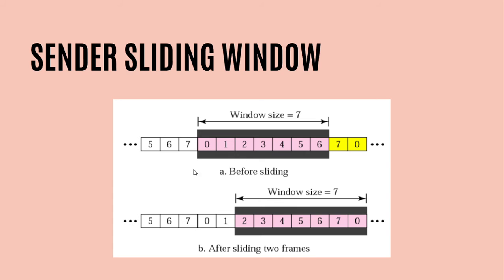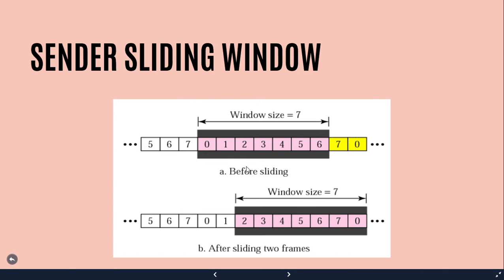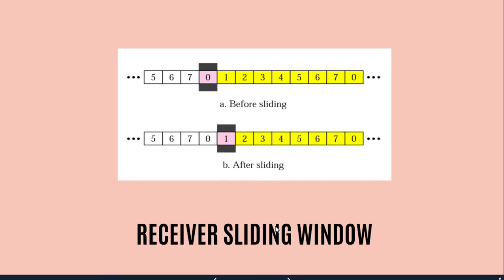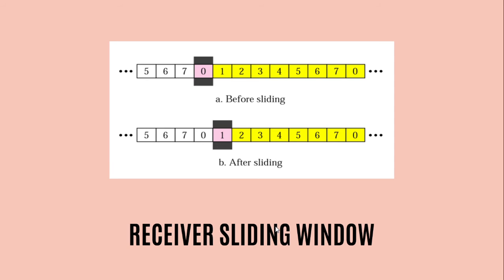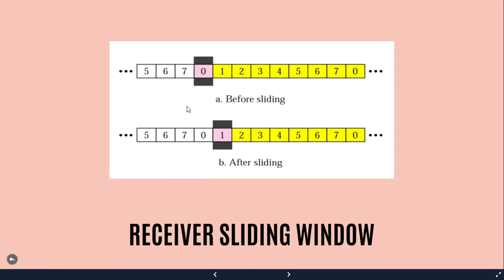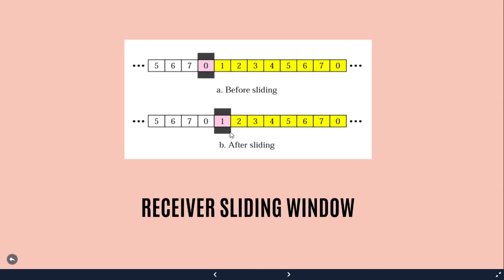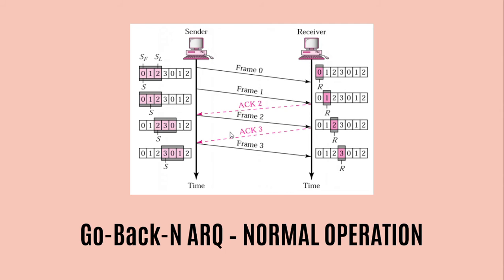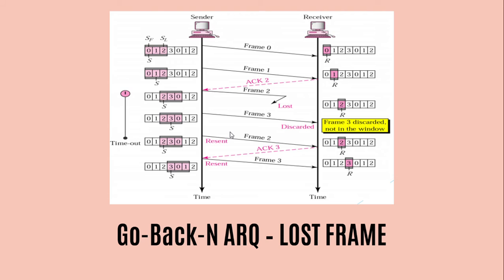Okay, this is the sender sliding window, and this is before sliding, and this is also after sliding by one frame. This is the receiver sliding window. This is an example of before sliding, and this is after sliding. This is normal operation, and this is a lost frame.